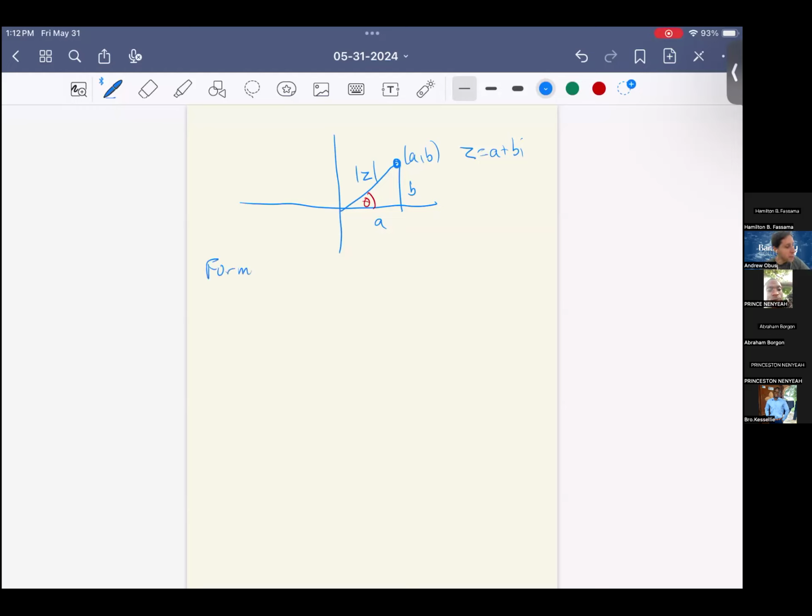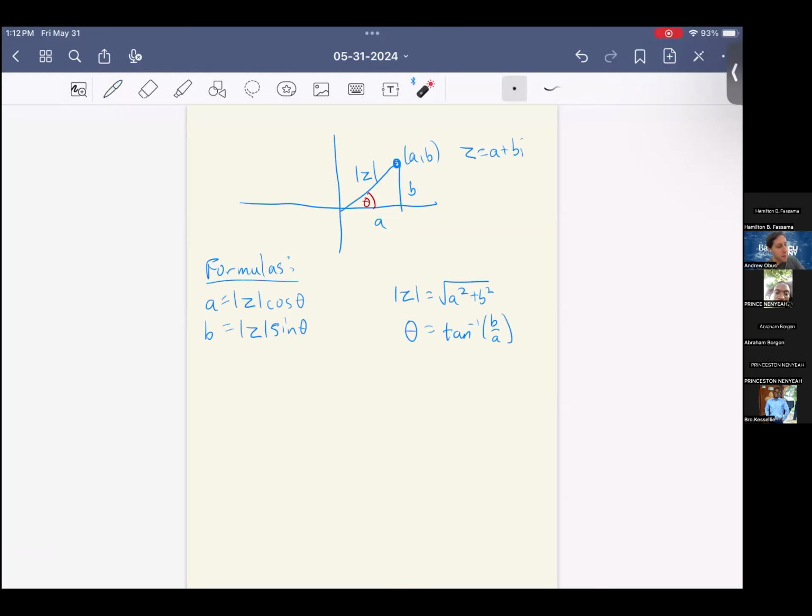So what do we have as formulas? Well, in one direction, A is equal to the absolute value of Z cosine theta, and B is equal to the absolute value of Z sine theta. And in the other direction, the absolute value of Z is equal to the square root of A squared plus B squared, and theta is equal to the inverse tangent of B over A. So if you know the absolute value of Z and theta, you can determine A and B. And likewise, if you know A and B, you can determine the absolute value of Z and theta.